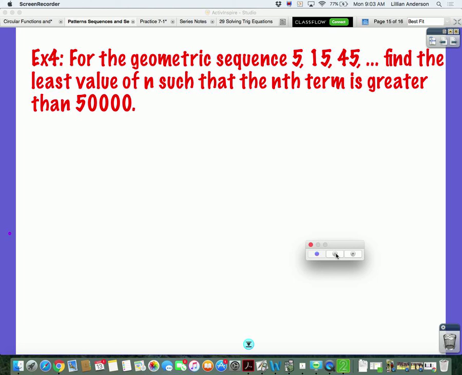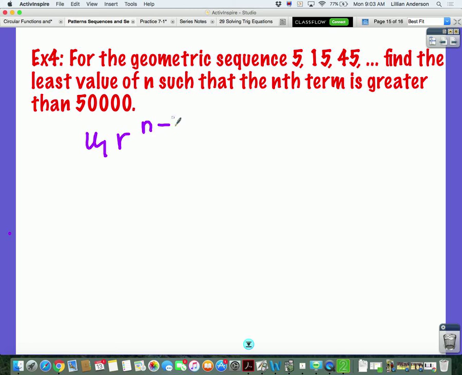Now, we do know that we're looking for a particular value of n such that the nth term has to be greater than 50,000, which means that in our formula of u1 r to the n minus 1, it needs to be greater than 50,000. Is everyone okay? Make sense? All right. So, do we know our first term? What is it? Do we know our common ratio? It's 3, okay? The only thing we don't know is n, okay?